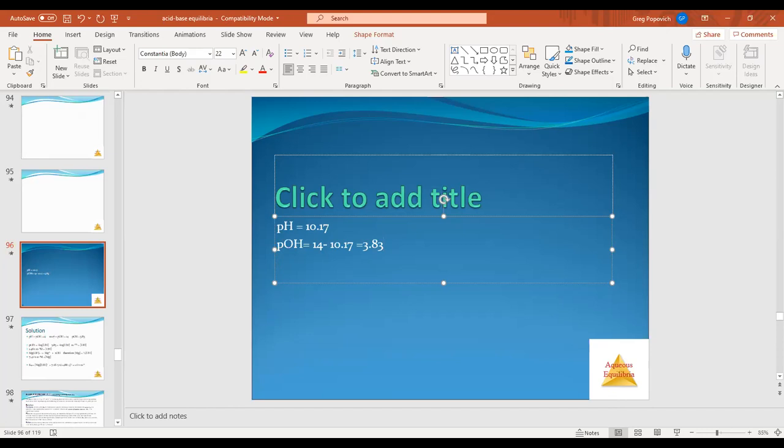So my OH concentration is going to be equal to 10 raised to the negative 3.83. So I'm going to take my 10 to the X power. This gives me a concentration of 1.48 e to the minus 4. Now I have my OH concentration.